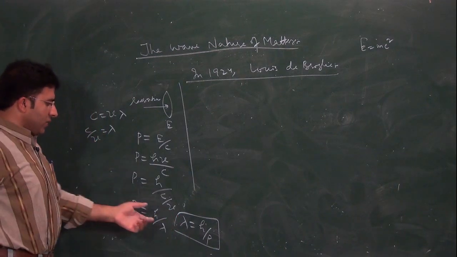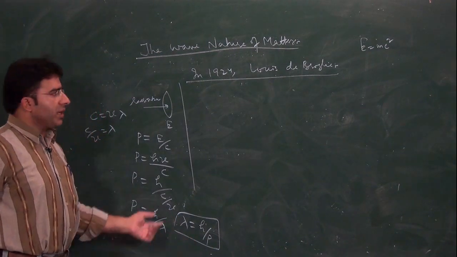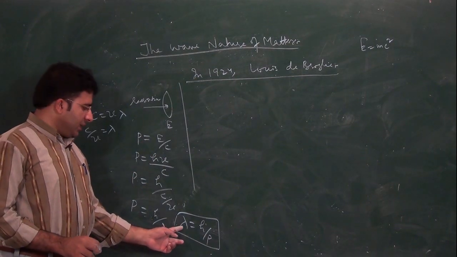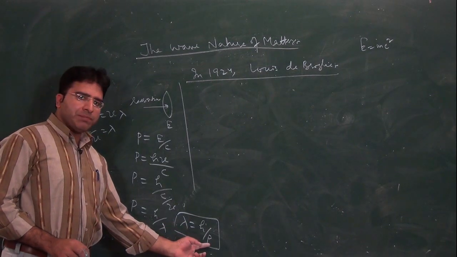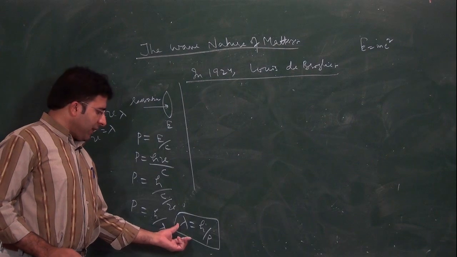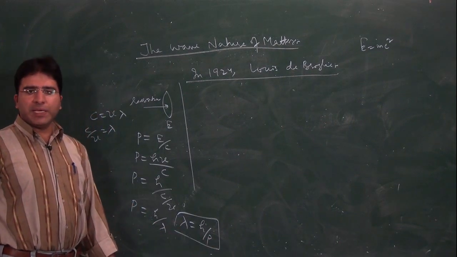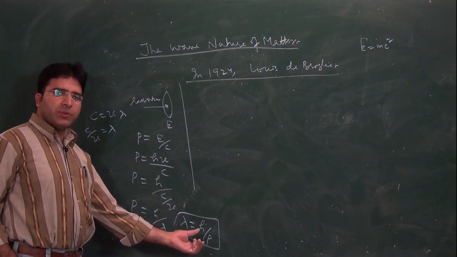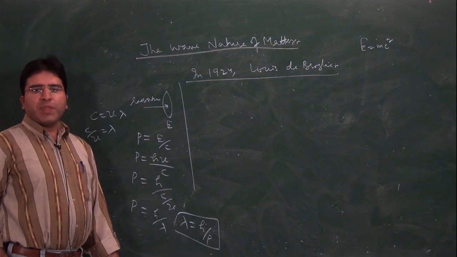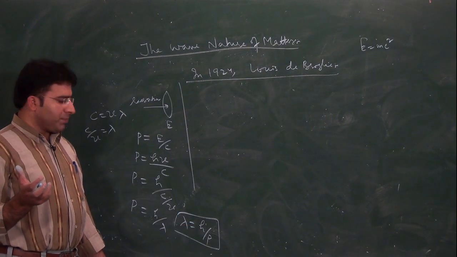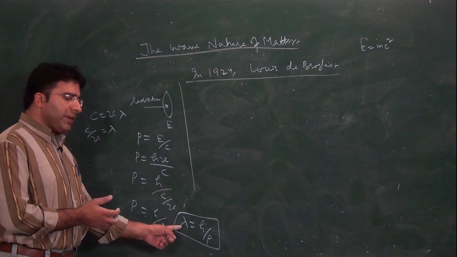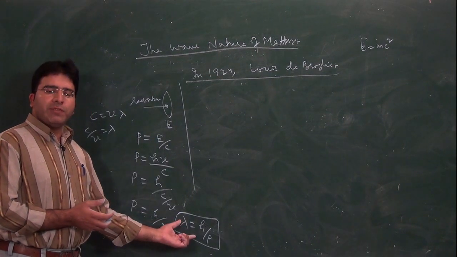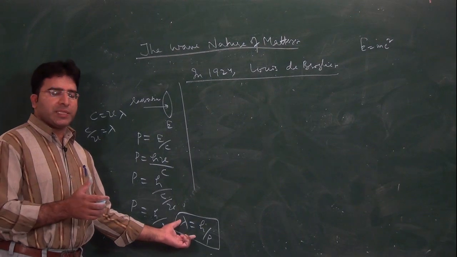So, this relation was already available at the time of de Broglie, 1924. There is a relation lambda is equal to h by P, which connects the wave nature and particle nature of light, because it connects the wavelength and the momentum of the photon. Momentum is the particle characteristic. It is a property of particles. Wavelength is the wave characteristic. h is Planck's constant. So this equation is connecting wave nature and particle nature of light.